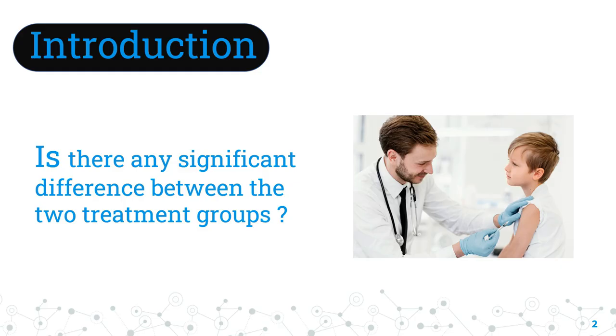Here basically two treatment groups are two groups of patients. To verify which treatment is better, the doctor creates two groups, and separately he provides treatment A to group A, treatment B to group B of patients.